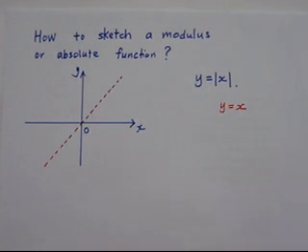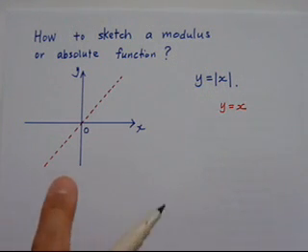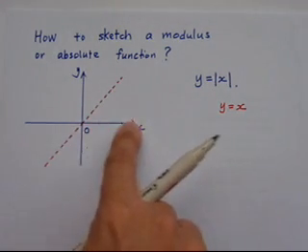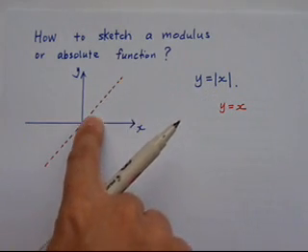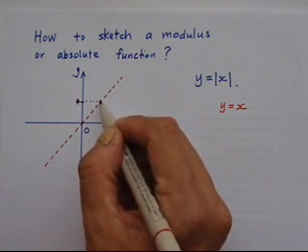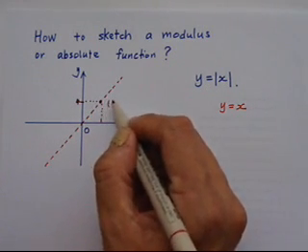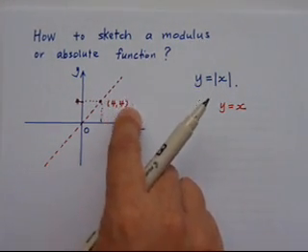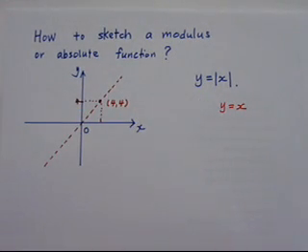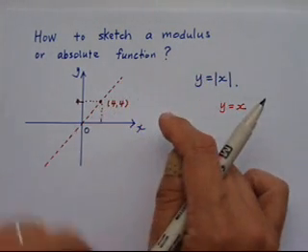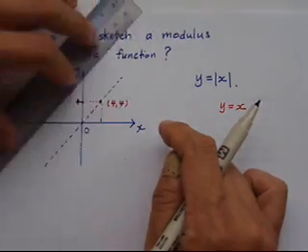Now, when we put the modulus or absolute sign, we consider what is the effect on the points on this straight line. The points that are above the x-axis are positive values. For example, the point 4, 4. When you put a modulus on the 4, it will remain unchanged. Hence, those points that are above the x-axis will remain on the same line.